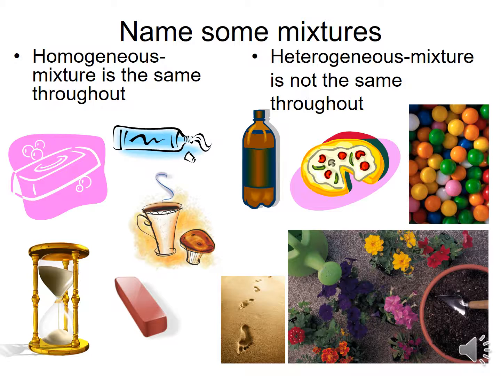These gumballs of different colors, obviously heterogeneous. Soil in a flower bed would be a heterogeneous mixture because you can see maybe a grain of sand, maybe a bit of clay, maybe a bit of organic matter. It's a mixture.